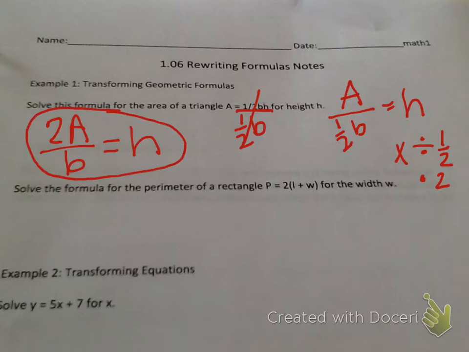Let's try another one. Solve the formula for the perimeter of a rectangle, P equals 2 times (length plus width), for the width W. So we first have to undo our parentheses, and we can do that by either distributing the 2 or immediately dividing by 2. I would suggest immediately dividing by 2, because then we have P divided by 2 equals L plus W, subtract L, so W equals P divided by 2 minus L.